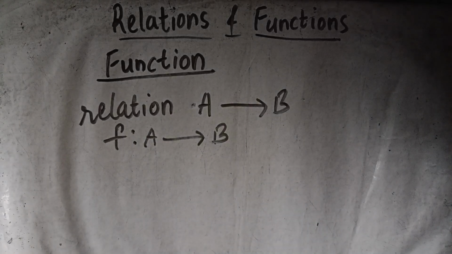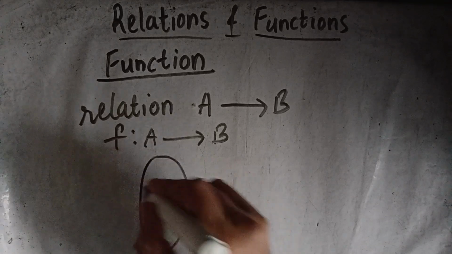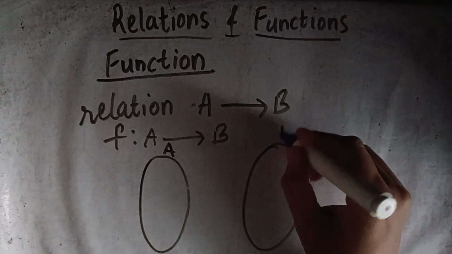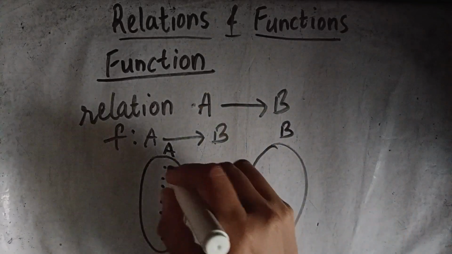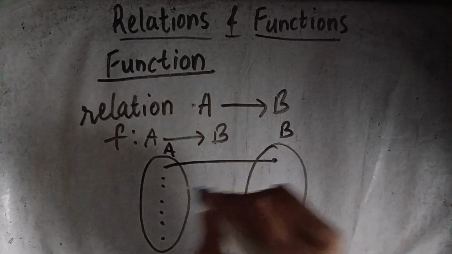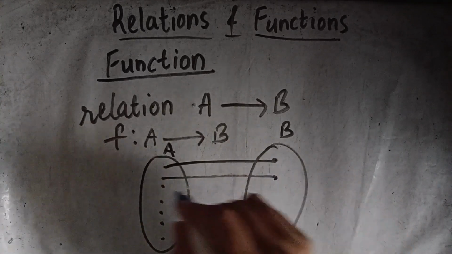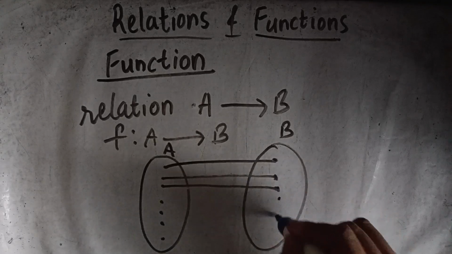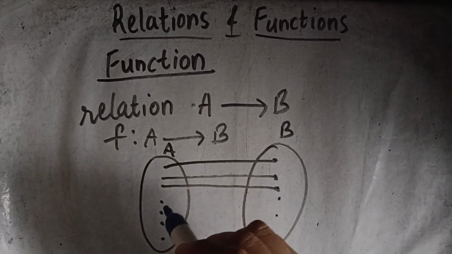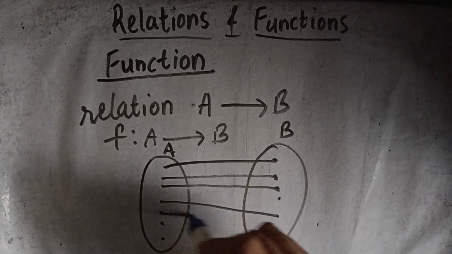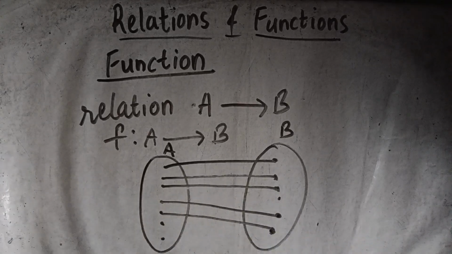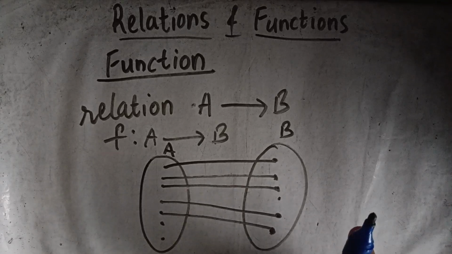And it is said to be a function if every element of set A has one and only one image in set B. So every element of set A has one and only one image, like this. Only one image, not two images.